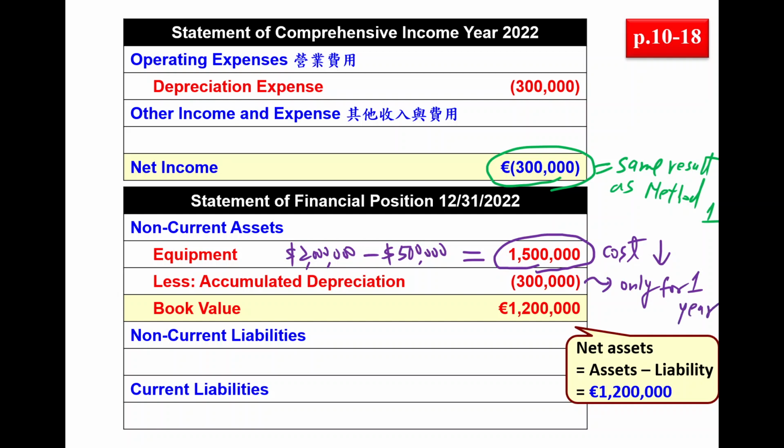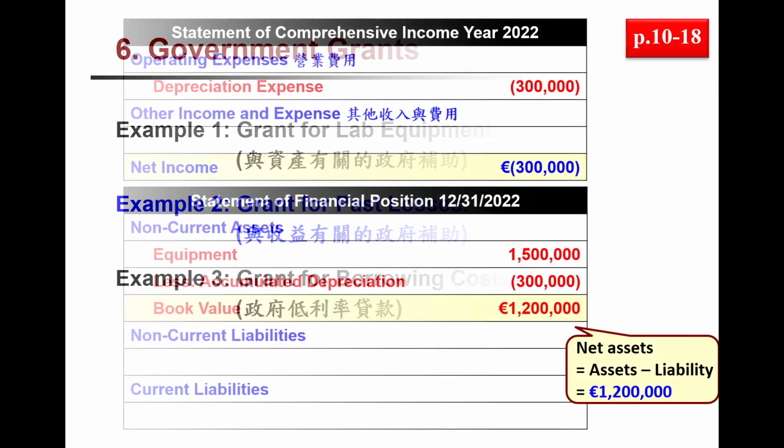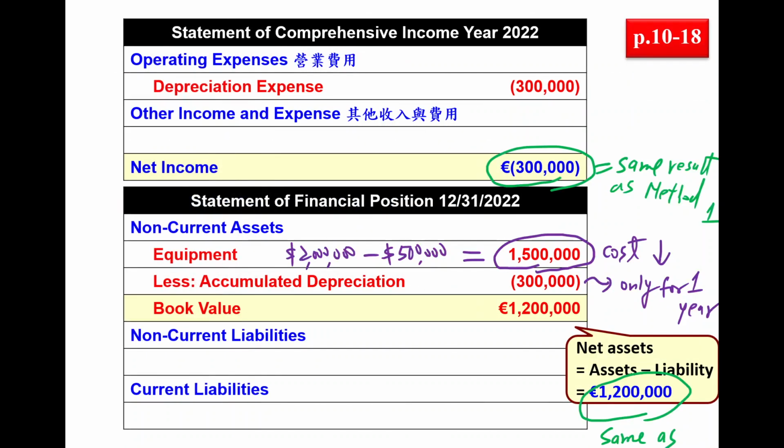Then you got a book value of 1.2. We don't have a liability. So did you find out? We have net assets the same as method 1. So you should have the same result for your net income and for your net assets. Okay, any questions? No problem. Then take a break.